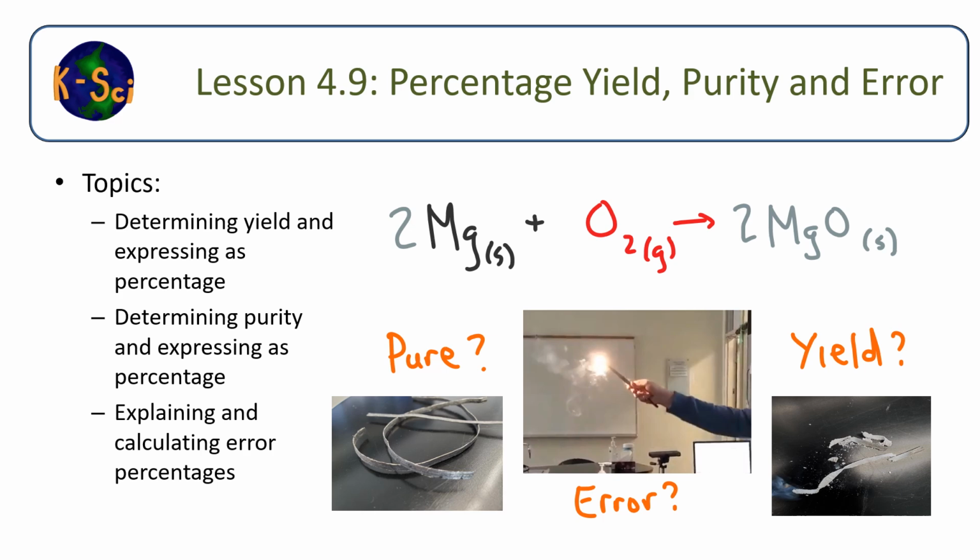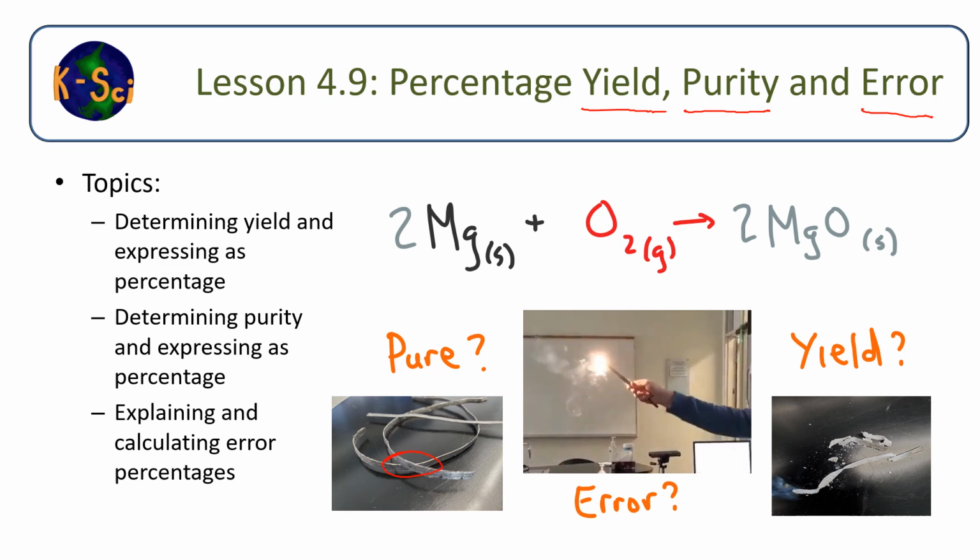Hello there. In this lesson, we're going to learn how percentages can be used to compare the amount of yield that you have compared to perhaps a theoretical amount, how pure something is, and how far off an experiment might be from an accepted or theoretical value.